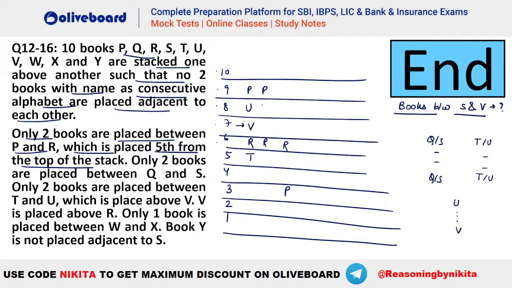Similarly, let's say if we place your V here at this position, that means U will be here. And if U is here, that means your T has to be at a gap of 2 from U. So this will be your T. Right? It's okay, Devi, no issues.